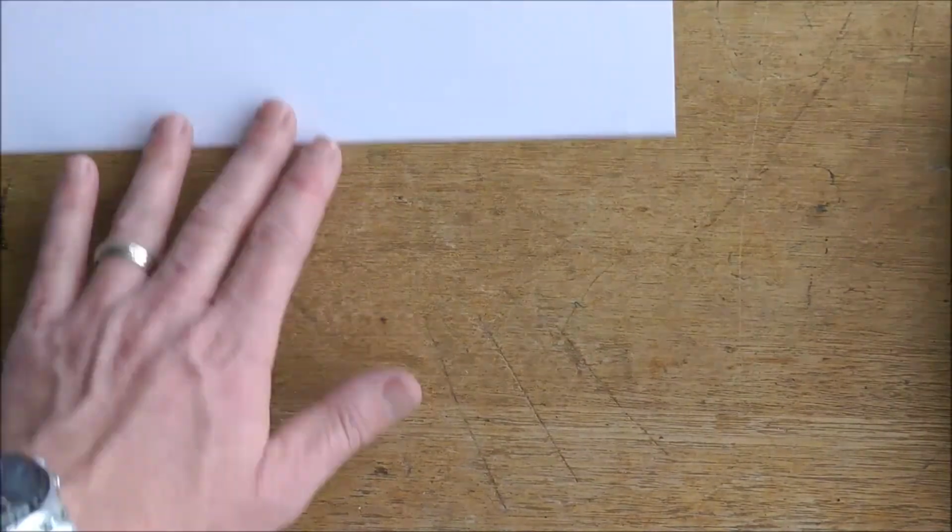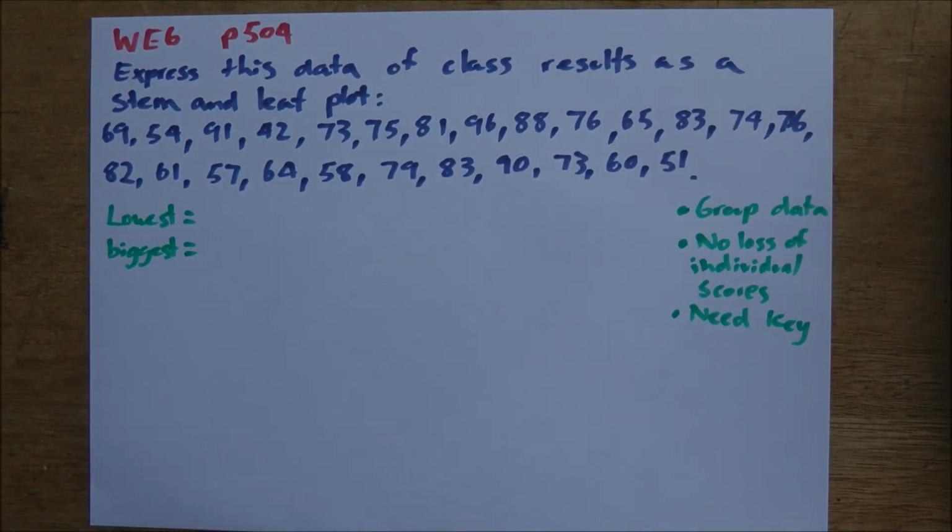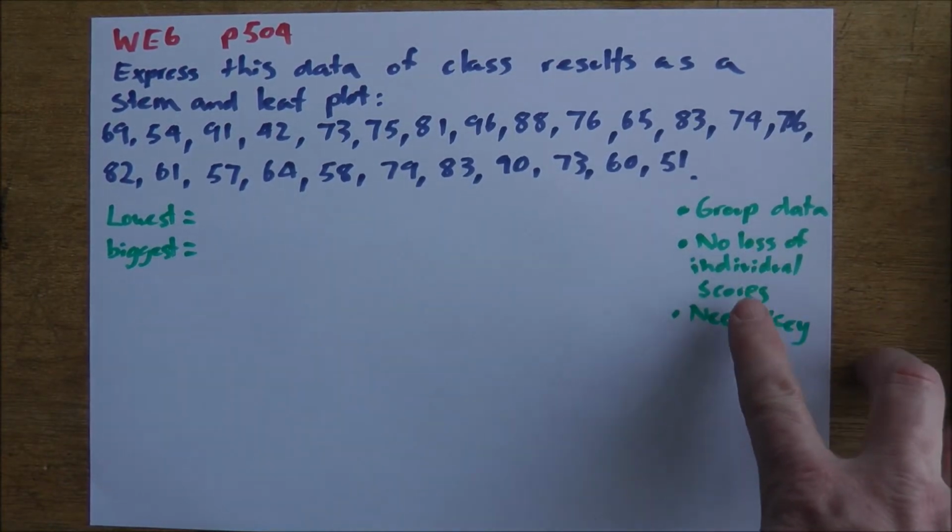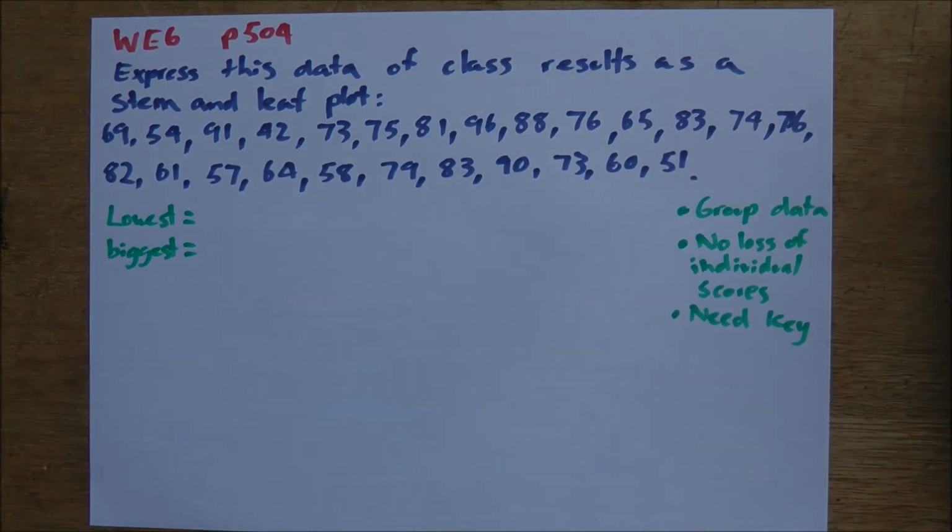Alright, the next thing we're going to look at, stem and leaf plots. The stem and leaf plot is good when we have a large amount of numerical data. Sometimes we'll combine that data into groups, but the good thing about a stem and leaf plot is we're grouping data, but we're not losing any of the individual scores. So how do we go about that? Just like before, what's our lowest number? What's our biggest number?